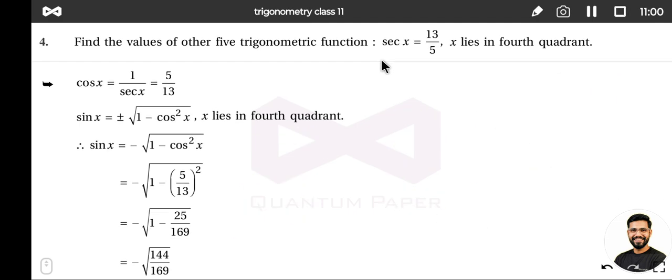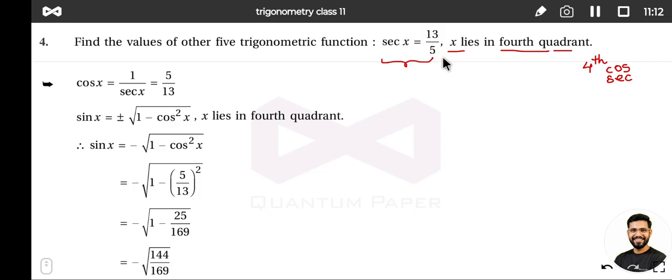Sec x is equal to 13 upon 5 and x lies in the fourth quadrant. So in the fourth quadrant, which ratio is positive? Cos, and the reciprocal of cos is sec. So sec is given 13 upon 5, so the reciprocal of sec x is nothing but cos x. That will be 5 over 13.